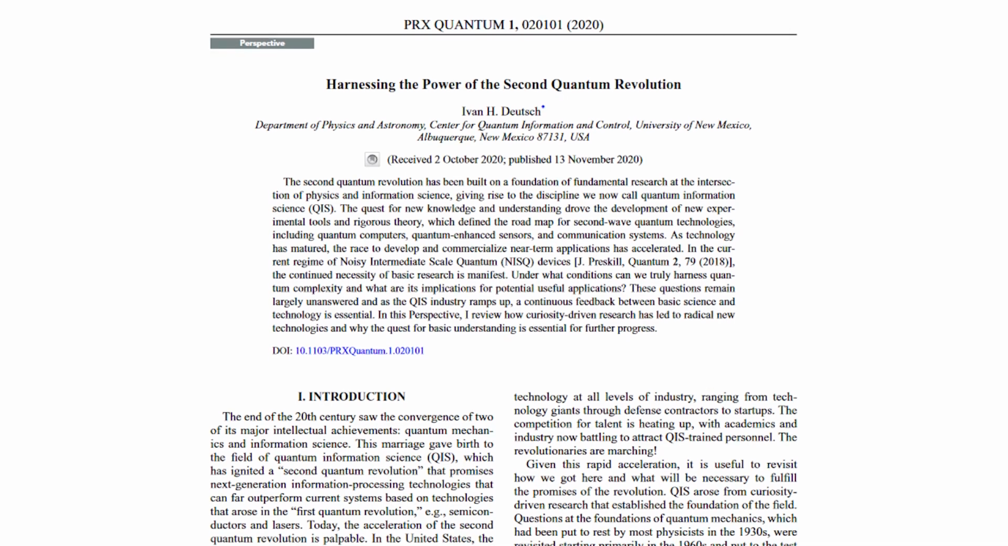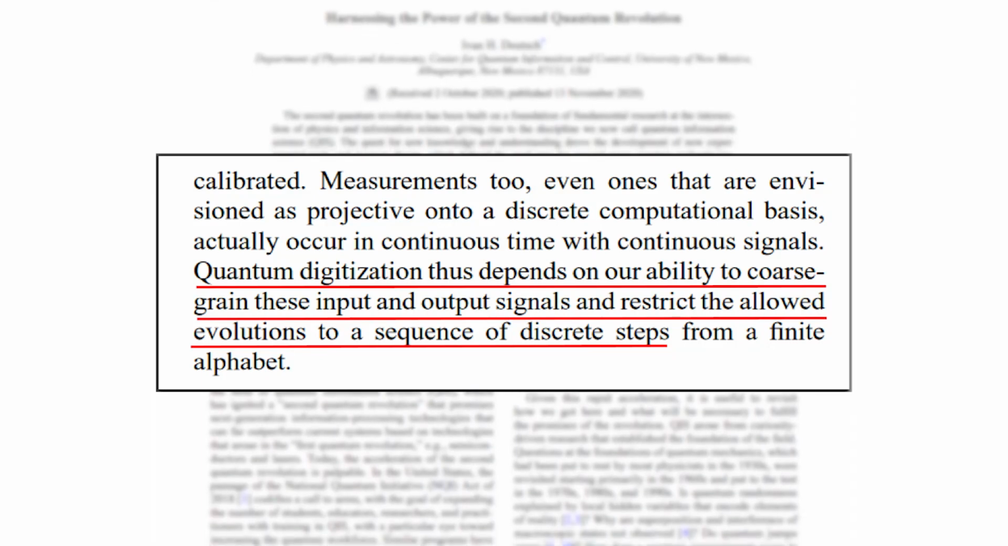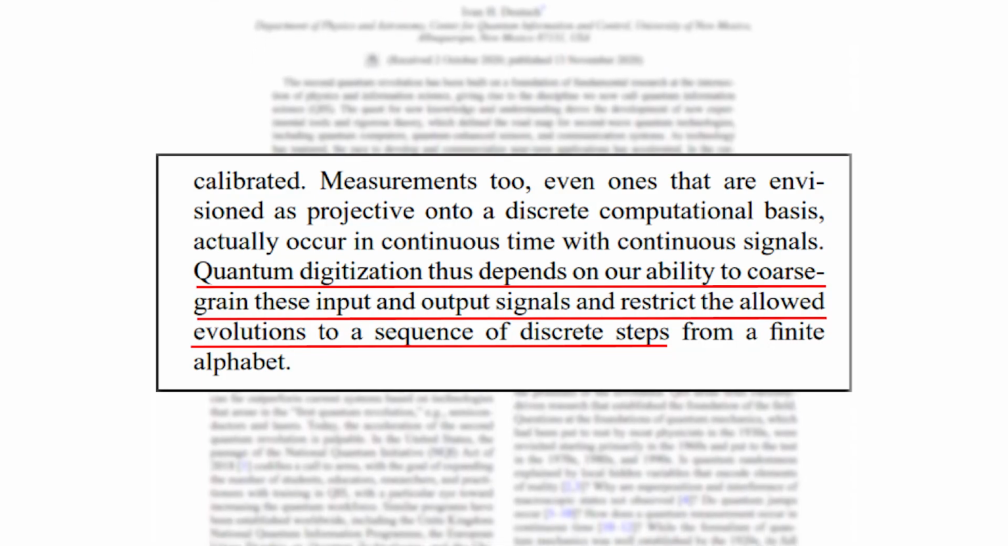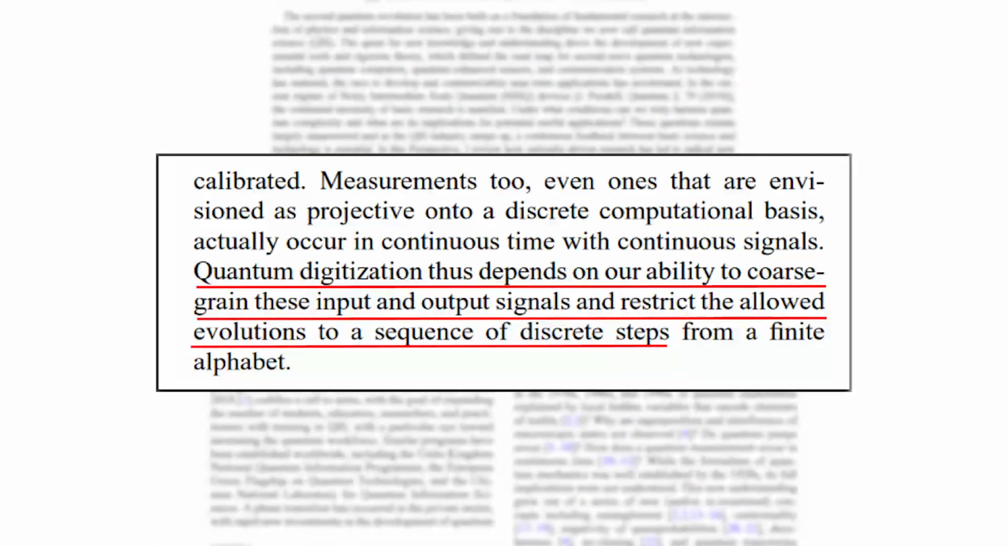In this great article by Ivan Deutsch, he states that quantum digitization depends on our ability to coarse-grain the input and the output signals and restrict the allowed evolution to the sequence of discrete steps. In contrast, analog quantum computing is really just quantum emulation rather than what most people think when they say the word computing. This involves constructing a facsimile of the quantum system that they wish to investigate, and then using this to perform tests on the underlying quantum behavior of the system.